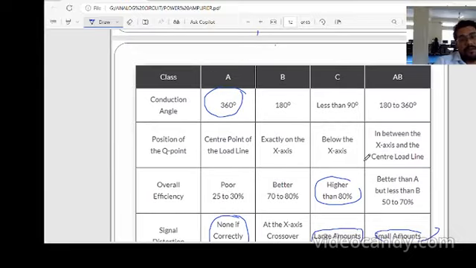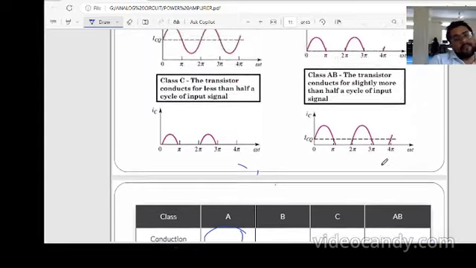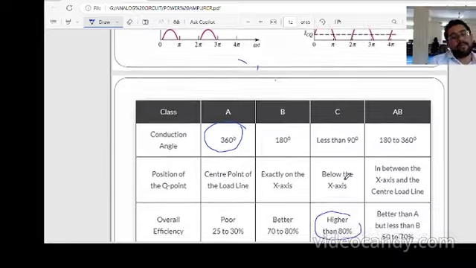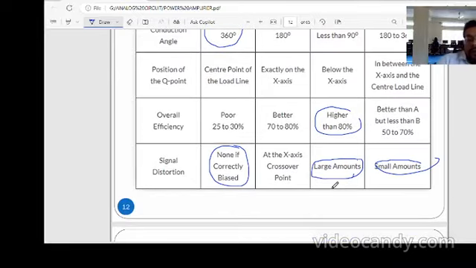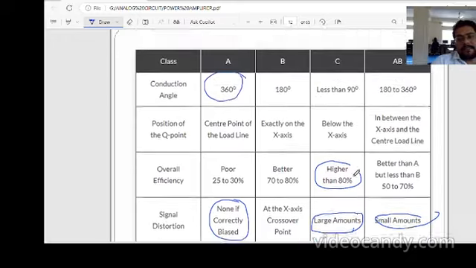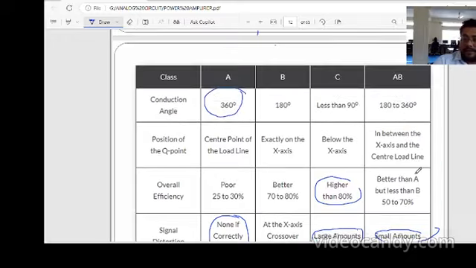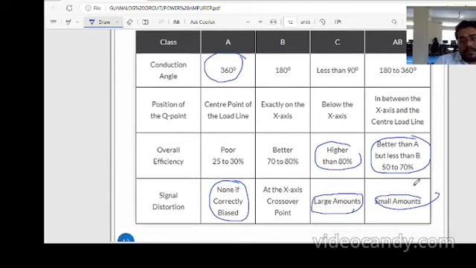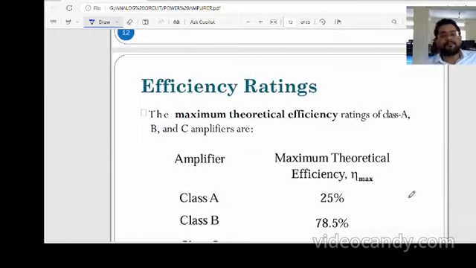Generally they will ask the question: compare class A, class B and class C amplifiers. Sometimes they will ask for the properties of the class A, class B power amplifiers. And next we have the class D amplifier, whose efficiency is reduced compared to C, but the distortion is a small amount. Because we want less distortion, we have used the class AB amplifier.